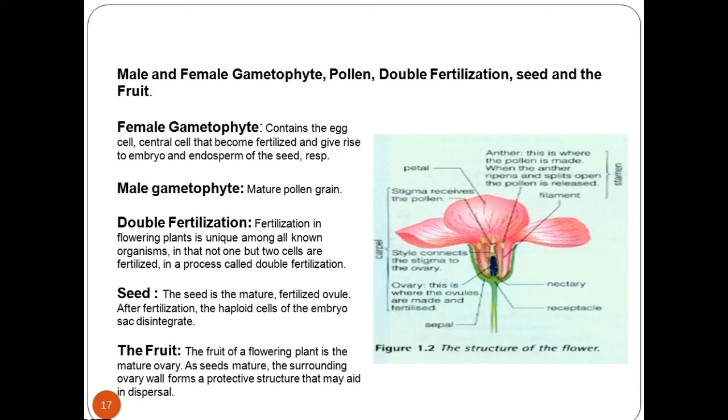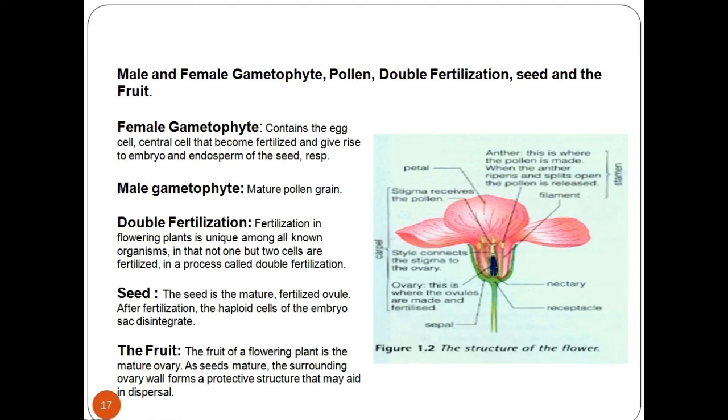The next phase of reproduction in plants is double fertilization. Fertilization in flowering plants is unique among all known organisms, in that not one but 2 cells are fertilized in a process called double fertilization. One sperm nucleus in the pollen tube fuses with the egg cell in the embryo sac, and the other sperm nucleus fuses with the diploid endosperm nucleus.